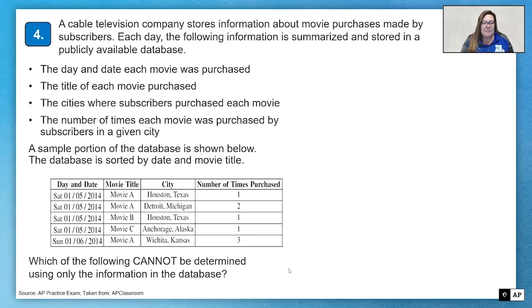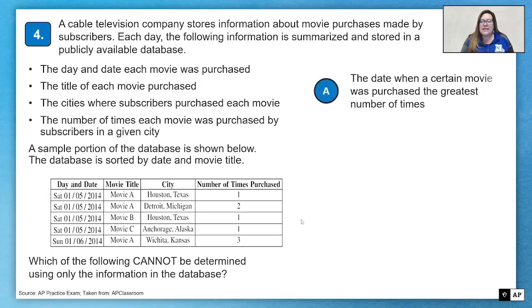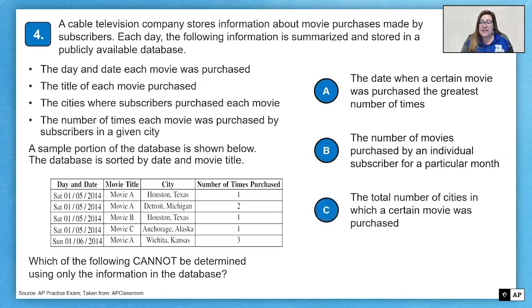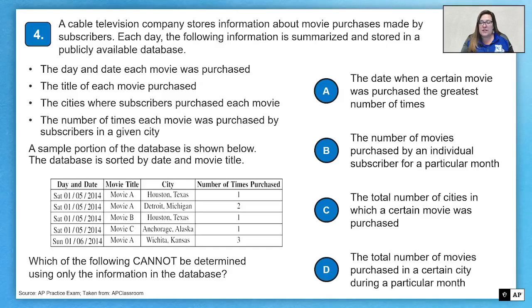So I have 4 columns with this information. Which of the following cannot be determined using only the information in the database? A, the date when a certain movie was purchased the greatest number of times, B, the number of movies purchased by an individual subscriber for a particular month, C, the total number of cities in which a certain movie was purchased, D, the total number of movies purchased in a certain city during a particular month. So remember, we want to know what cannot be done. So I look at what can be. We do have day and date.